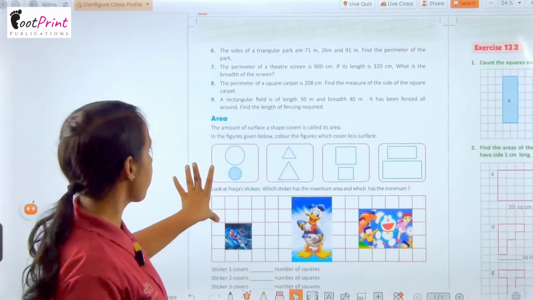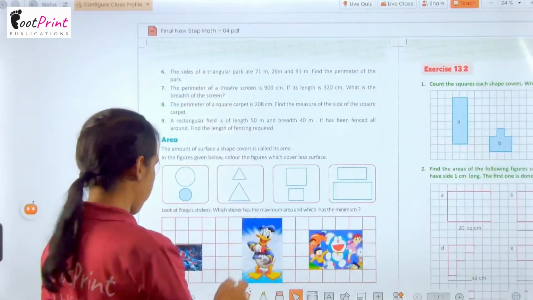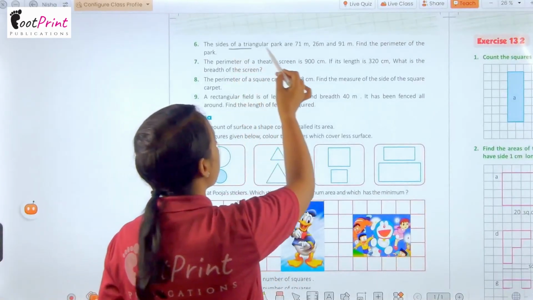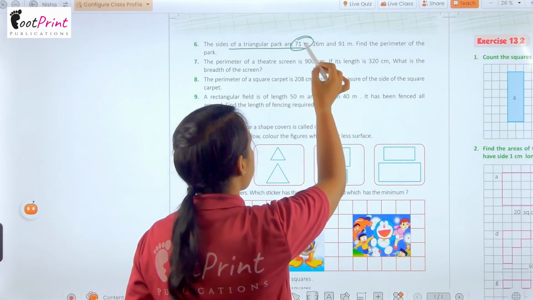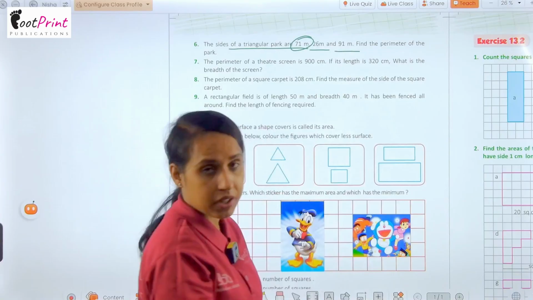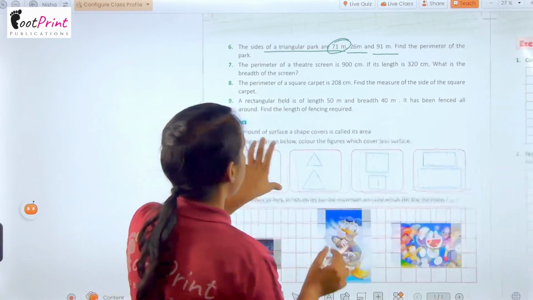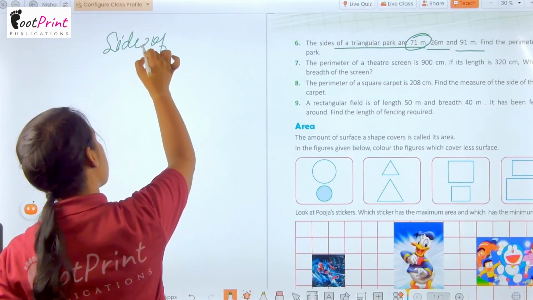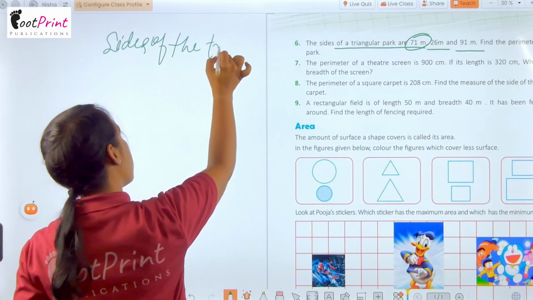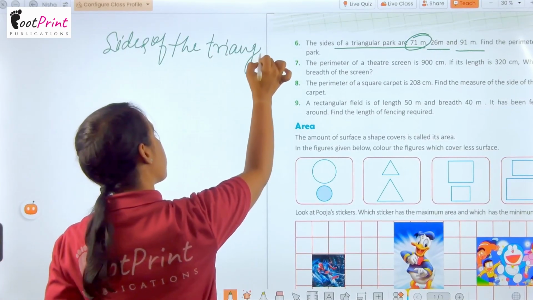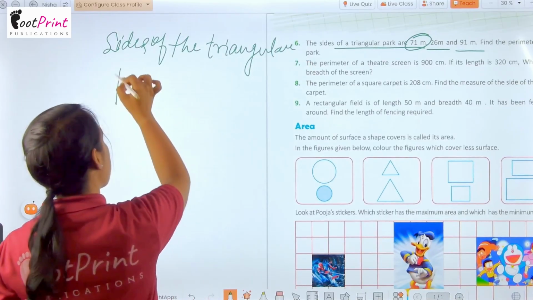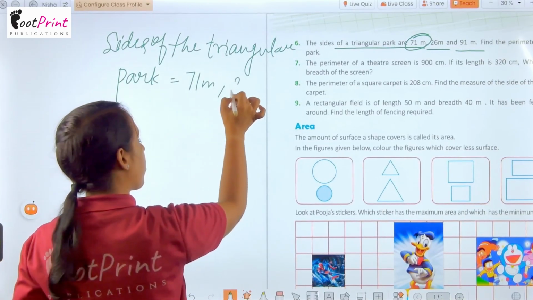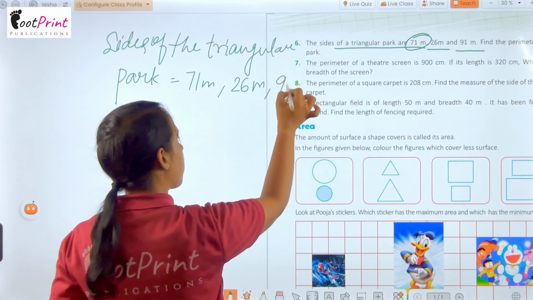Now we have the next one, question number 6. We have a word problem. The sides of a triangular park are 71 meter, 26 meter, 91 meter, and we have to find out the perimeter of the park. So first we write here, sides of the triangular park are 71 meter, 26 meter and 91 meter.